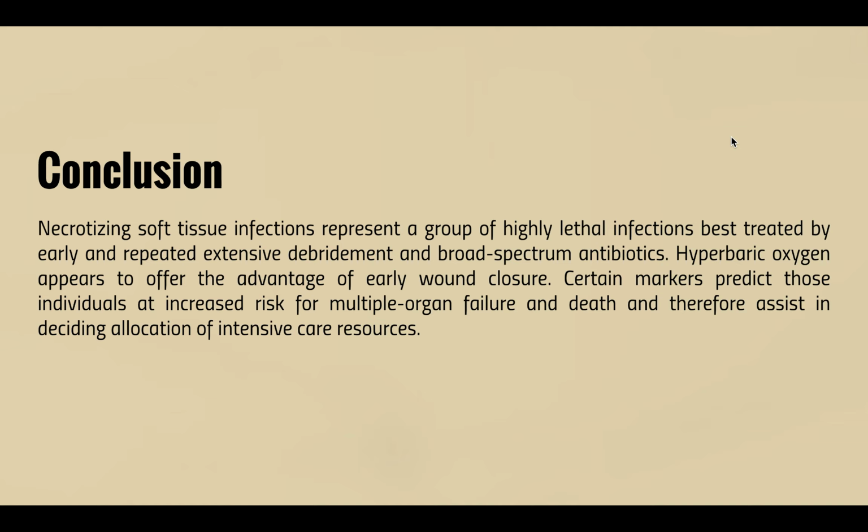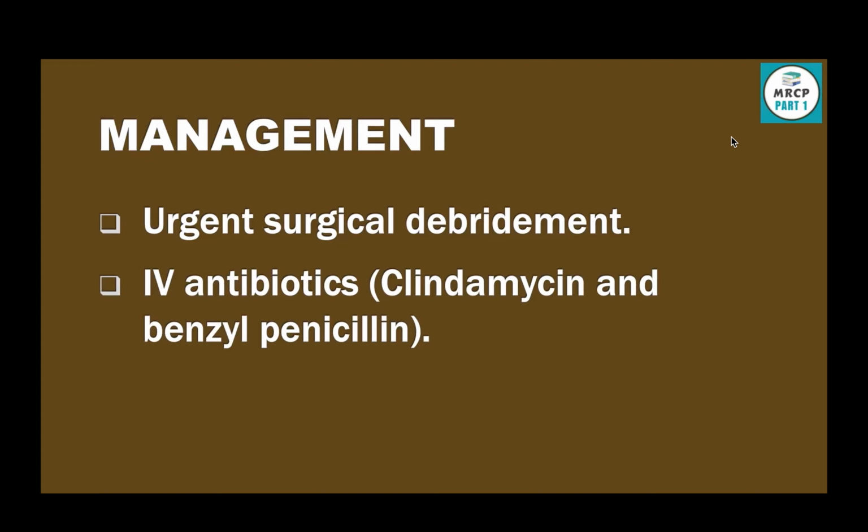Necrotizing fasciitis is a surgical emergency that is difficult to recognize in the early stages. It can be classified according to the causative organism. Type 1 is caused by mixed aerobes and anaerobes, often occurs post-surgery in diabetic patients. Type 2 is caused by group A beta hemolytic Streptococcus pyogenes. Features: acute onset, painful, erythematous lesion develops, extremely tender over infected tissue. Management: urgent surgical debridement, IV antibiotics, clindamycin and benzylpenicillin.